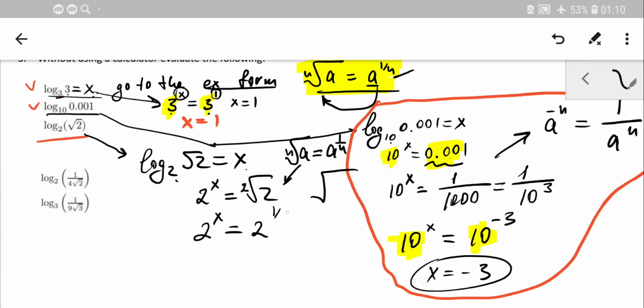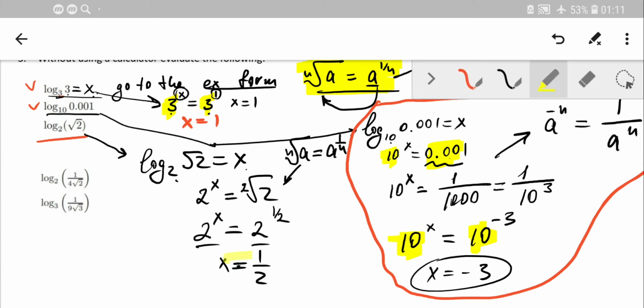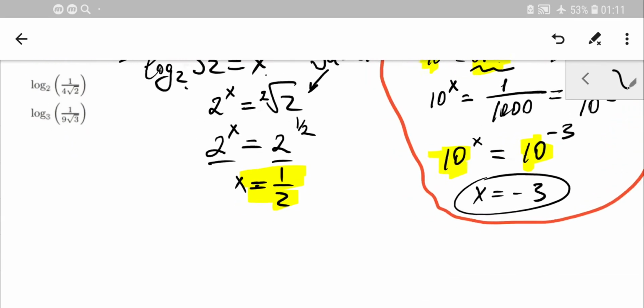So, however, we can convert into power notation or index notation, and simply we can say bases are aligned, so x is 1 over 2. Okay, perfect. That's the solution for that one. All right, so last two.